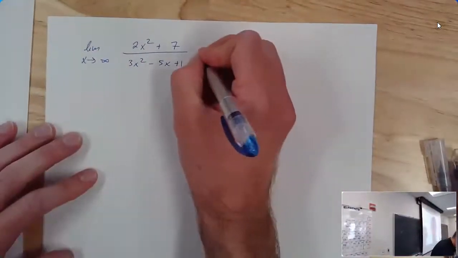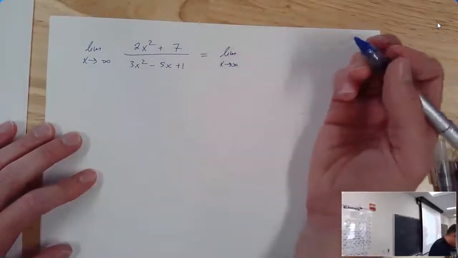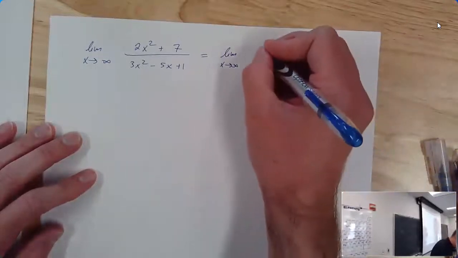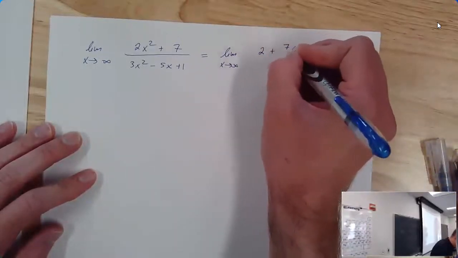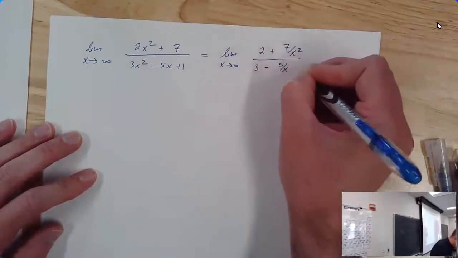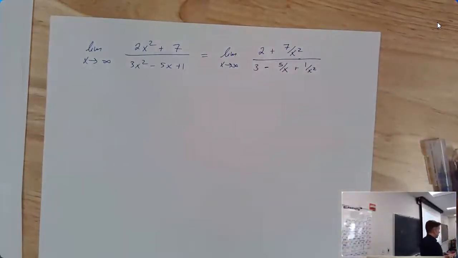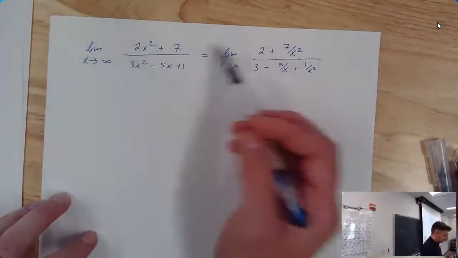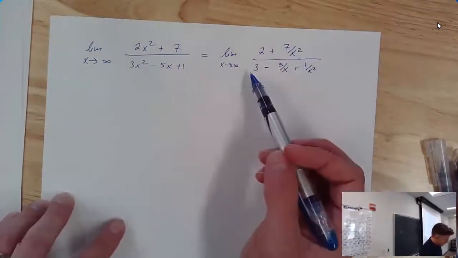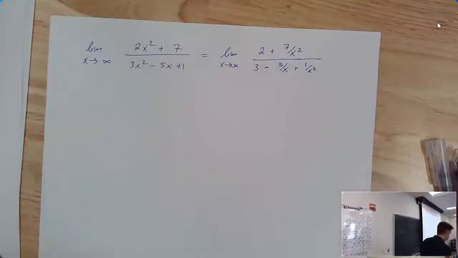But if we do it the long way, it's the limit as x goes to infinity of, if I divide everything by x squared, 2 plus 7 over x squared over 3 minus 5 over x plus 1 over x squared. I skipped the step where everything is divided by x squared and did the step after that where I'm simplifying. 2x squared divided by x squared is 2. 7 divided by x squared is that. 3x squared divided by x squared is 3. 5x divided by x squared is 5 over x. And 1 divided by x squared is 1 over x squared.